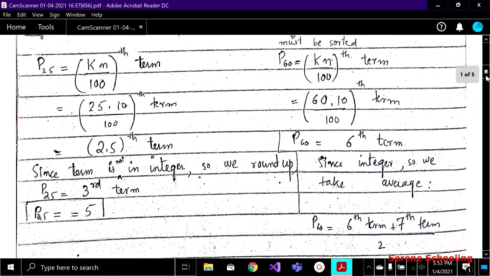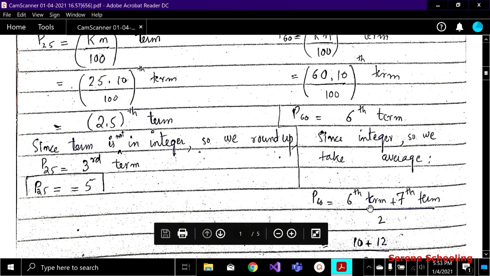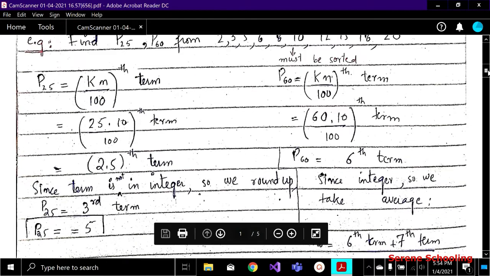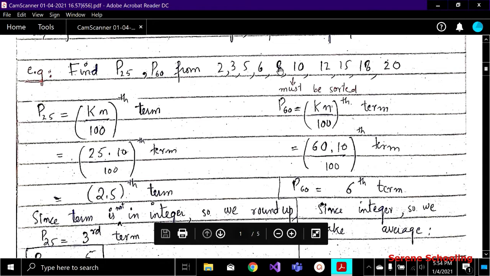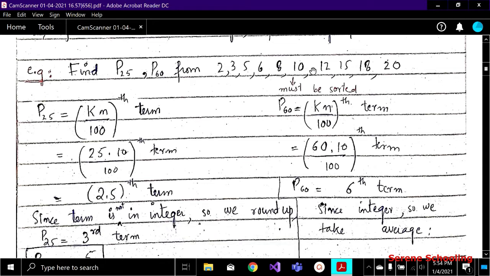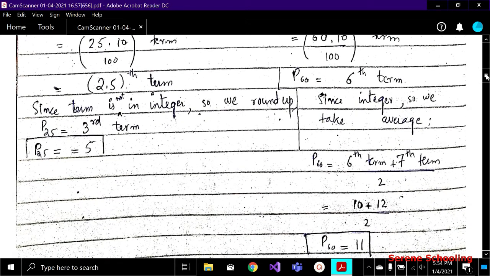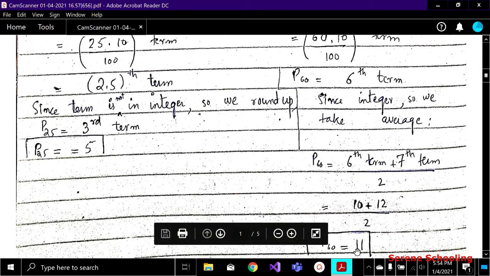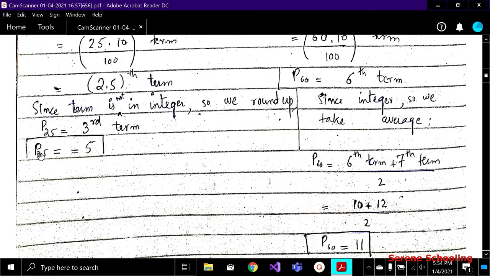So how do we find the average? This is very simple. 6th term plus the next term, the 7th, by 2 gives us the average. What is the 6th term? Find here: 1 2 3 4 5 6, this is the 6th term, plus the 7th is this. 10 plus 12 over 2 gives us 11. So our P60 is 11. This is how we find the percentile values.